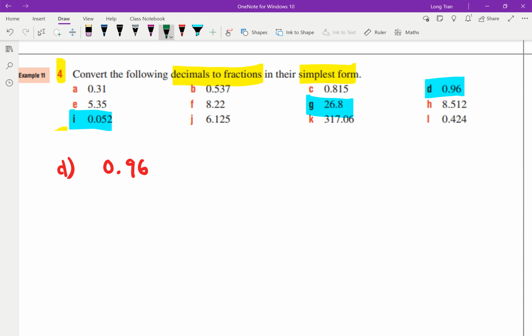The 9. What place value is this? Where's the 9? What do we call this place value? Tenths. What about the 6? Hundredths. So hundredths is the last digit you see. So I'm going to highlight that. This is your hundredths. Anyone know how to write hundredths as a number?